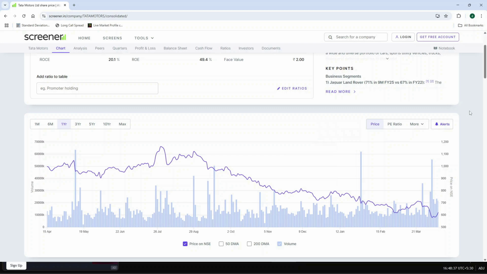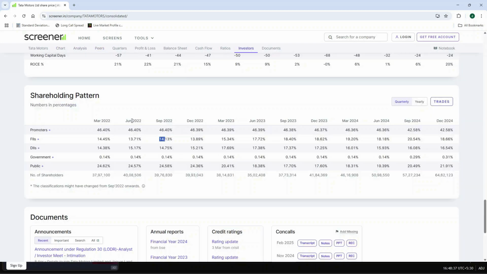So let's look at the FII and DII data. In the year 2022, there is some increase in FII and DIIs. In September 2024, we have seen good FII inflows, and the overall stake is at 20.54%, and in December it has reduced to 18.6. From March 2022 to September 2024, there is a significant 6% increase in FII shareholding in this Tata Motors.